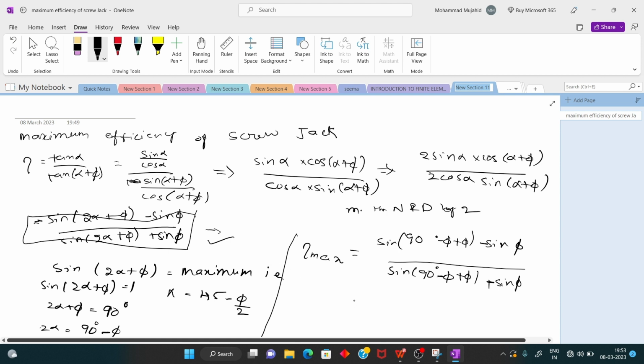So here phi is going to be 0 in the sine 90 term, then sine 90 will be 1. So the maximum efficiency you can write as 1 minus sine phi by 1 plus sine phi.